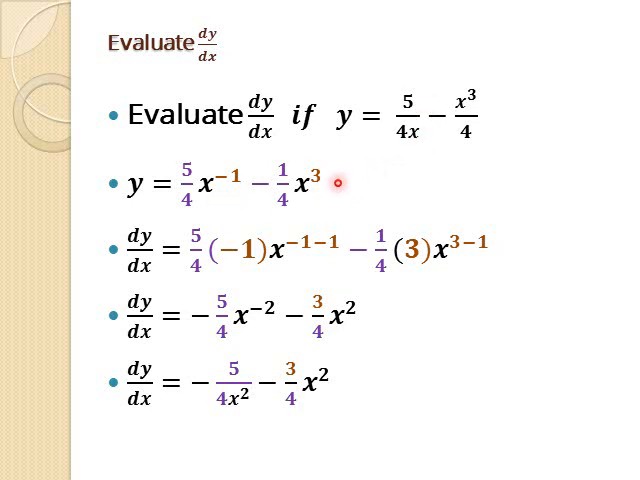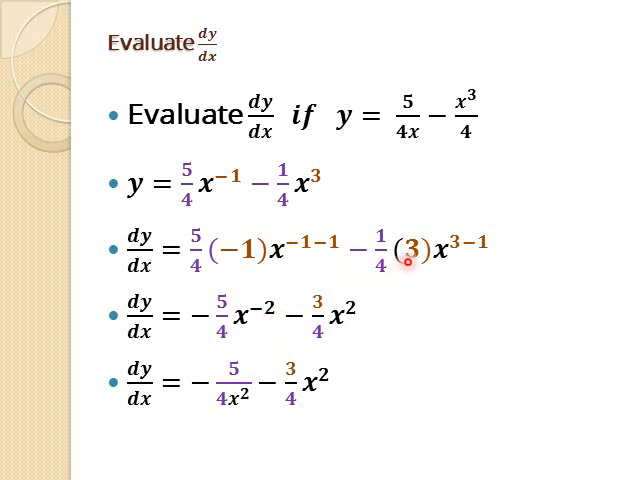From there, now it's just multiplication and subtraction. So now dy dx, I'm differentiating y with respect to x. Negative 1 times 5 over 4. And then negative 1 minus 1. Here 3 times negative 1 over 4. And 3 minus 1. So hope you can see it in color there. Negative 1 times 5 over 4 would give me negative 5 over 4. Negative 1 minus 1 equals negative 2.